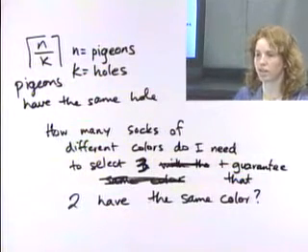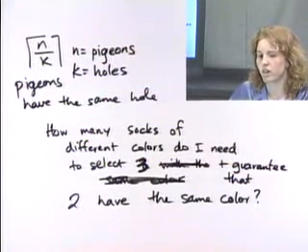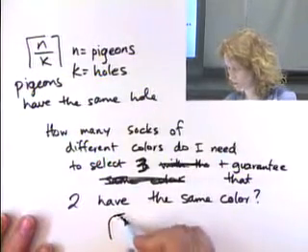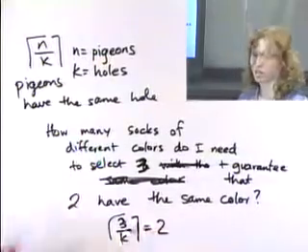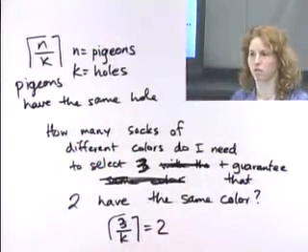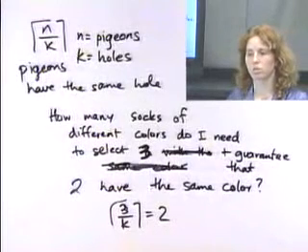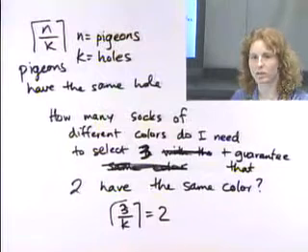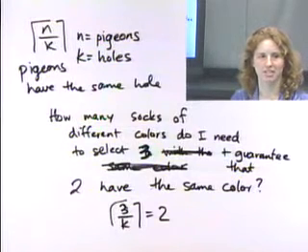If I make 3 selections, I have 3 socks, I have to have some number of colors equals 2. I'm guaranteeing that 2 of them have the same color, right? So that's what the pigeonhole principle says. Well, 1 color doesn't work, right? Does 3 colors work? No. Does 2 colors work?